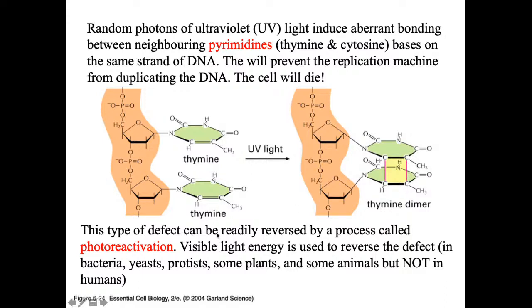So this type of defect can readily be reversed by a process called photoreactivation. Visible light energy is used to reverse the defect in bacteria, yeast, protists, some plants and some animals, but not in humans.